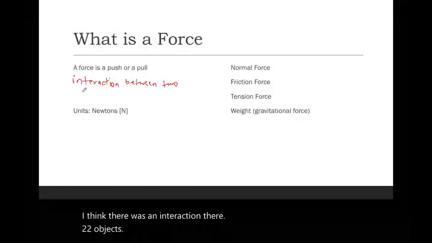Basically, which is why objects fall downwards towards the ground, right? Even though this object is not in direct contact with the ground, it's still being pulled towards it.